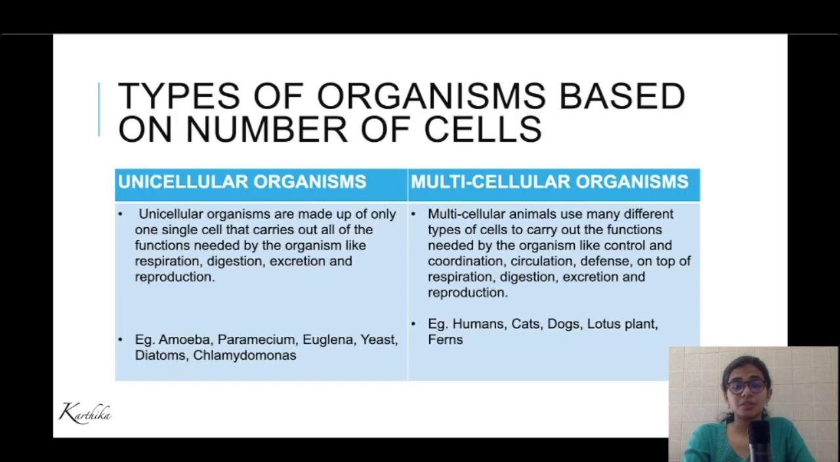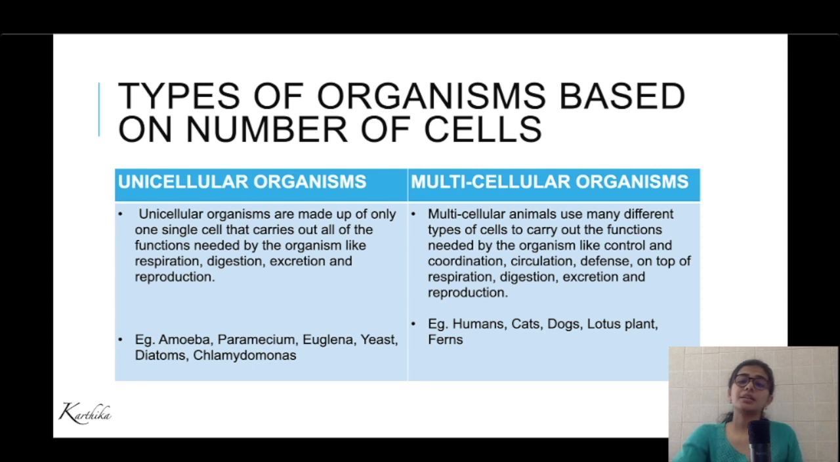Now, based on the number of cells inside an organism, they can be broadly classified as unicellular and multicellular organisms. From the name itself, we can make out what it means. Uni always means single. So organisms that are made up of only one single cell that carries out all the functions are known as unicellular organisms. A few examples are amoeba, paramecium, euglena, yeast, diatoms, chlamydomonas. We'll look at some of them in the coming slides.